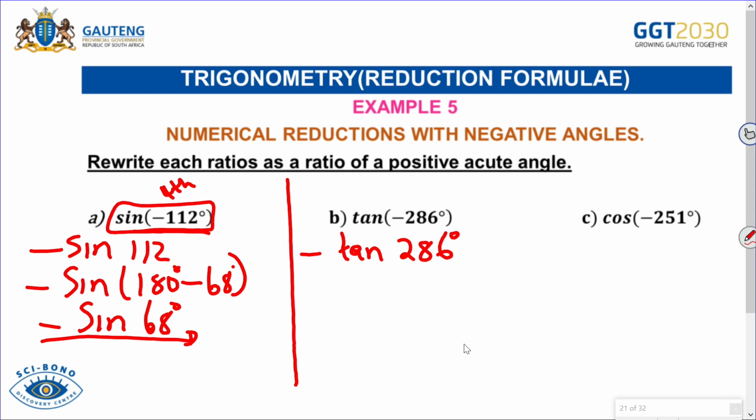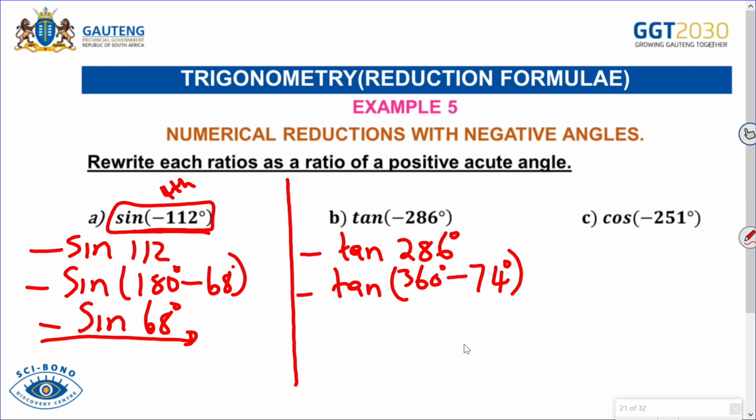And then from there, you ask yourself, 286 degrees, is it in quadrant 2, quadrant 3, or quadrant 4? Obviously it's going to be in quadrant 4 because it's above your 270. So you'll say 360 minus your 286, so that you get the acute angle. So you'll get 74 degrees, right?